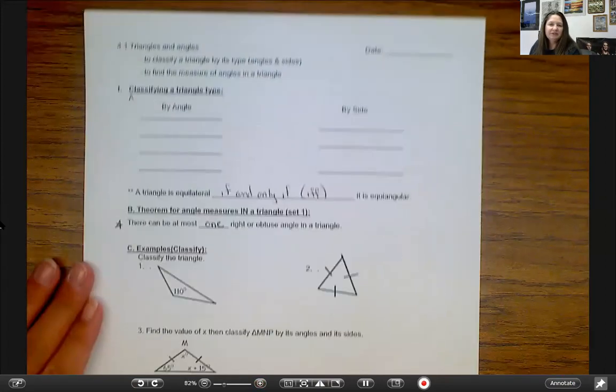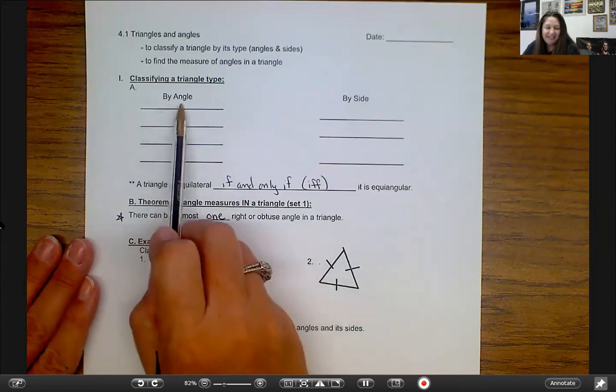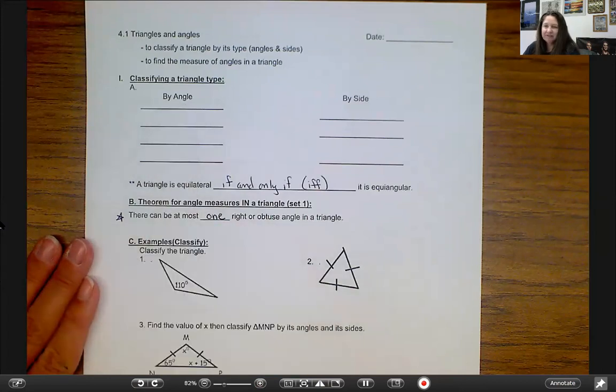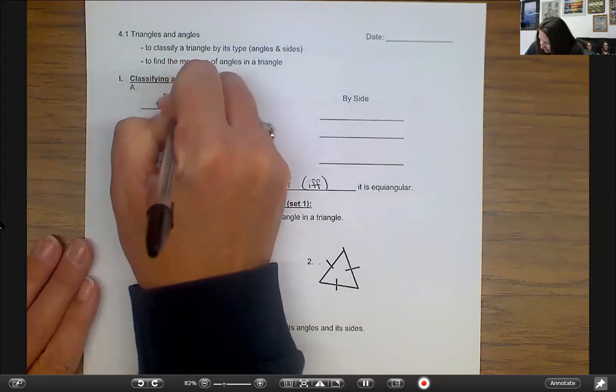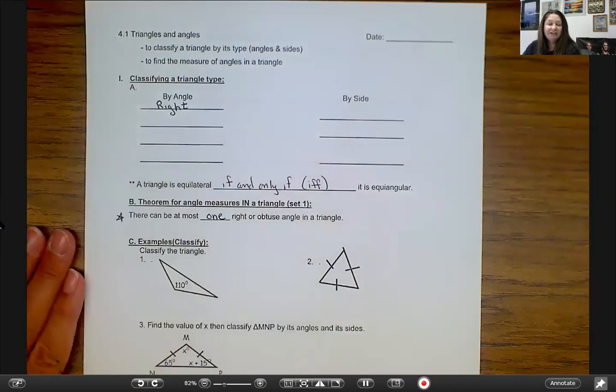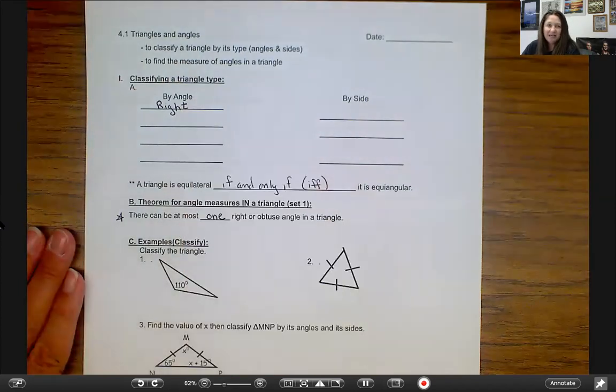All right, so we're going to start with some prerequisite knowledge, some things that we should know already. If we're going to look at classifying a type of triangle, the first thing we're going to do is look at it by its angle. We've done this probably for several years now. One of the first things we're trained to look at is, does it have a right angle? If it does, we call that a right triangle. So we could classify our triangle as a right triangle if it includes a right angle. So that would be classifying it by angle.